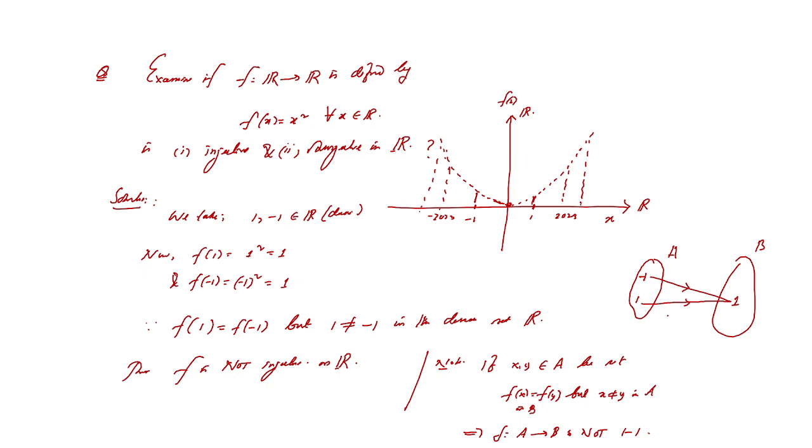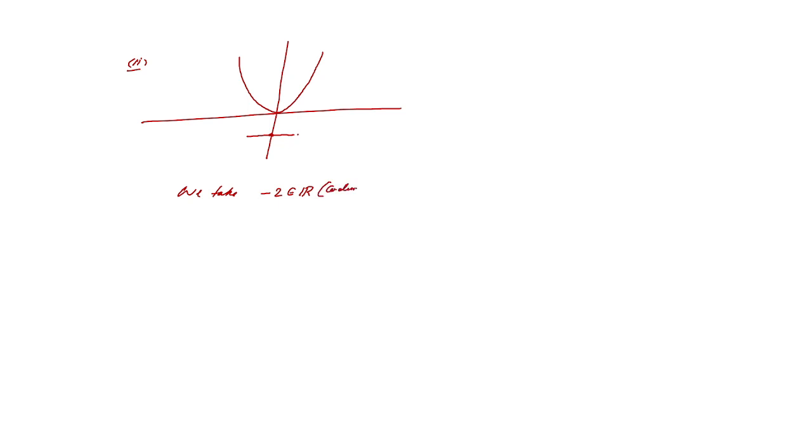Now we come to the surjective part. For the surjective part, if we again draw the graph, if you take any negative number, what will happen? The negative number has no preimage. For example, if we take minus 2 belongs to R, here R is the codomain, it does not cut the graph.